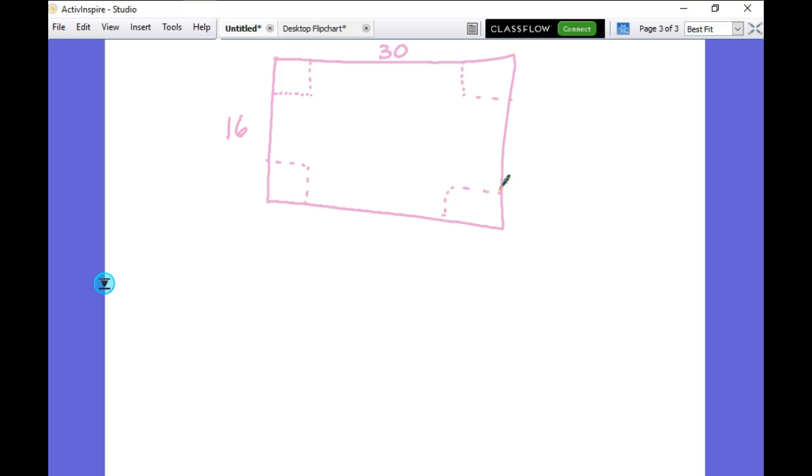And do we know how long those are? No. That's what we're trying to figure out. So I'm going to let you guys see if you can come up with the primary equation. Go ahead. How can you tell what your primary equation is going to be?